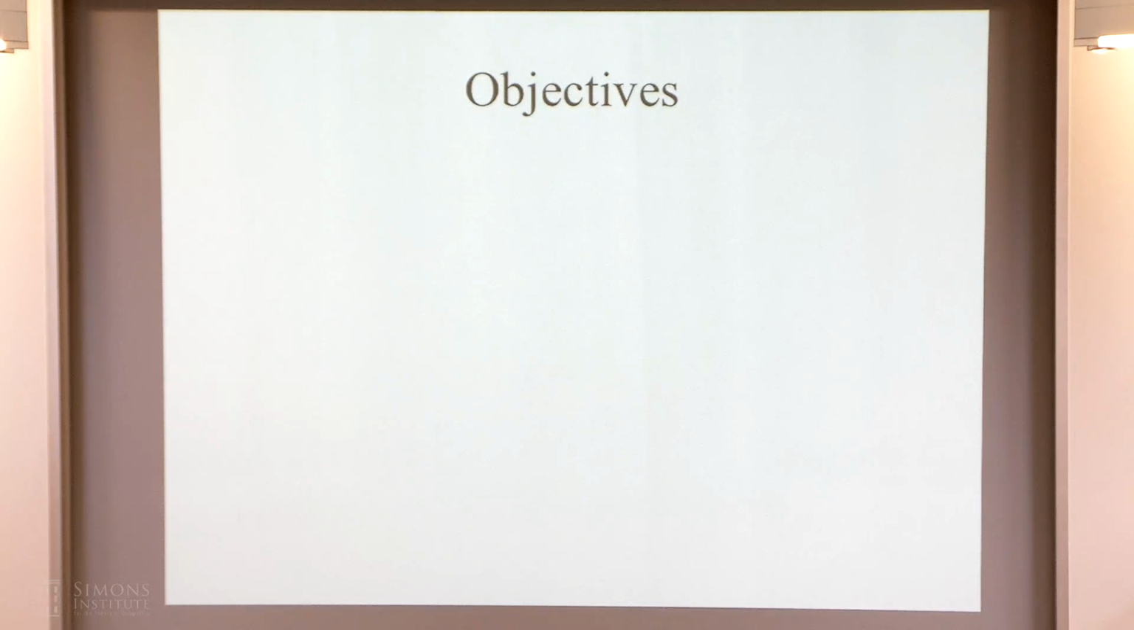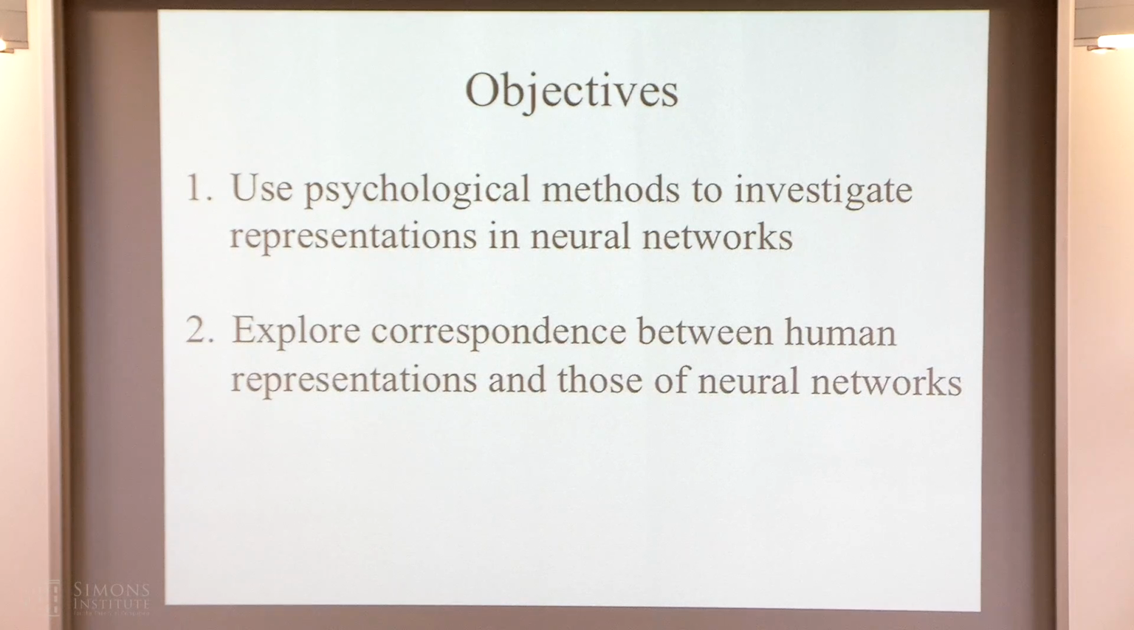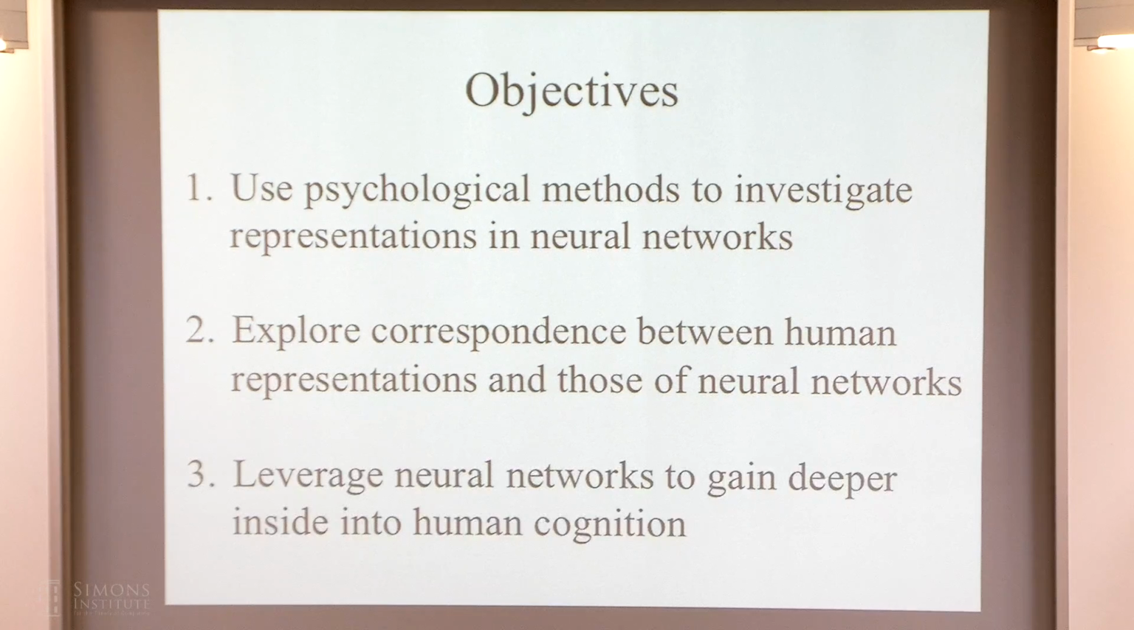Which I think in many ways describes the properties of some of the systems that we've been talking about here. So I think one thing that you can do is use some of these psychological methods to investigate representations in neural networks and ask questions about the properties of those representations. In doing that, we can also explore the correspondence between what we know about how humans represent things and what we find out about neural networks. And finally, because the models we've been talking about are very successful in dealing with complex stimuli like images and text, we can potentially leverage neural networks to get deeper insight into human cognition.